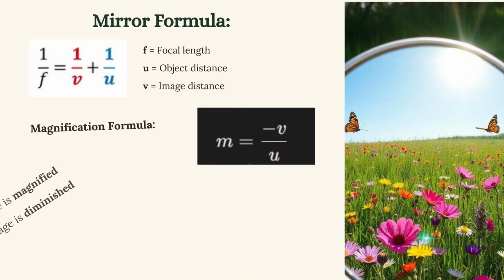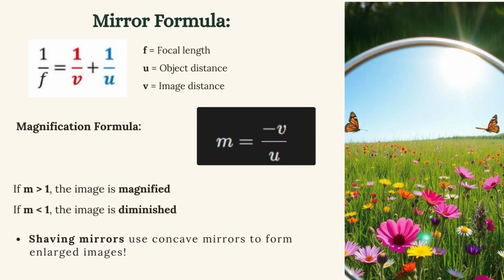Next is mirror formula. The mirror formula is 1/f = 1/u + 1/v, where f is the focal length, u is the object distance, and v is the image distance. Magnification of mirrors, m = -v/u. If m is greater than 1, the image is magnified. And if m is less than 1, the image is diminished.